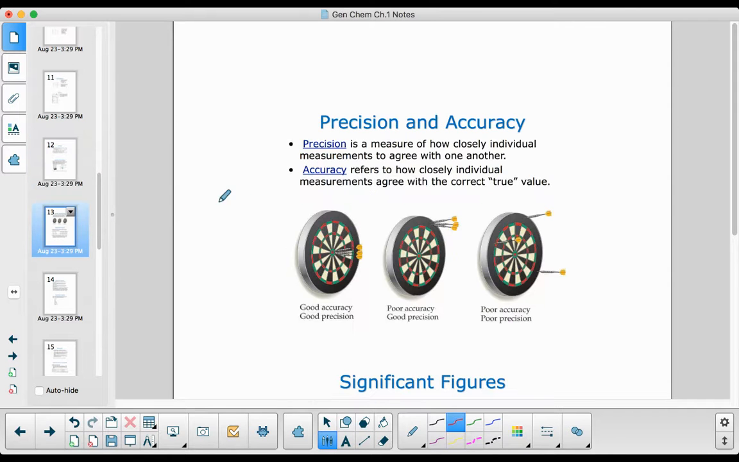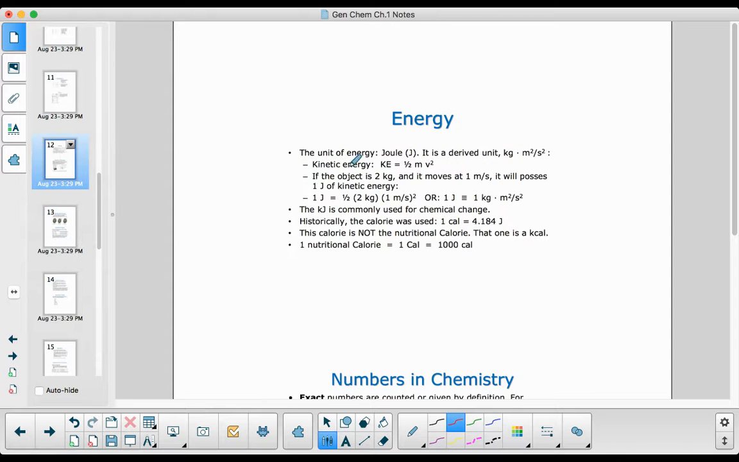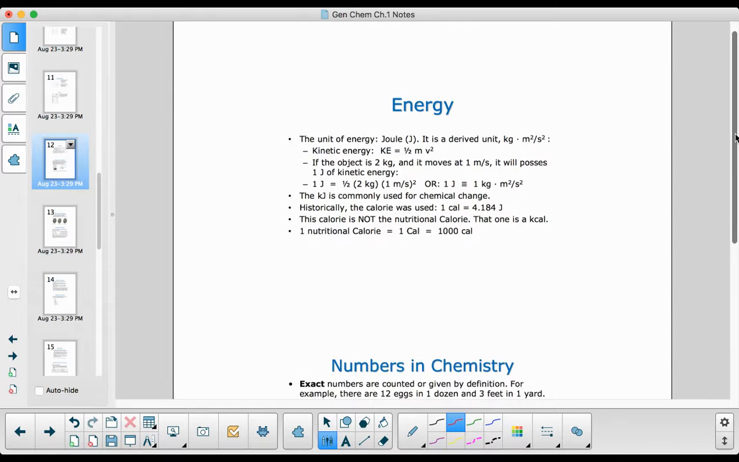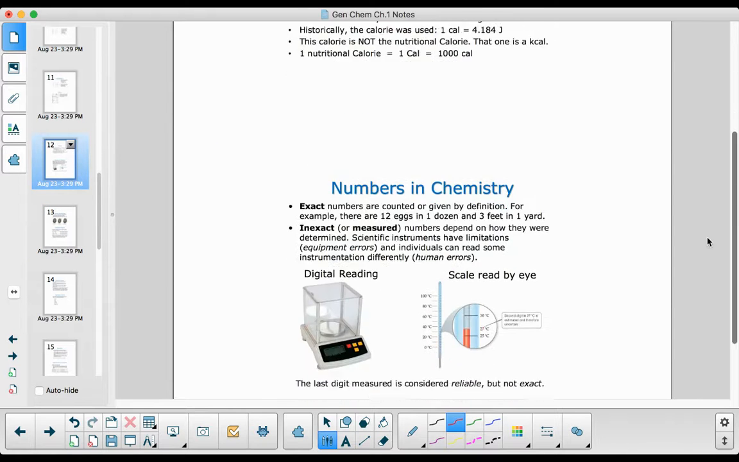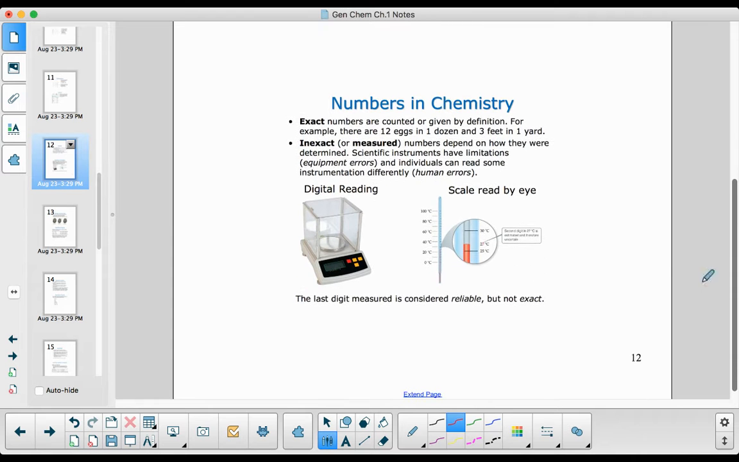And then we're going to talk a little bit about numbers in chemistry. Sorry, I'm not doing a very good driving job here with this PowerPoint. So I'm going to stop there and I'll come back to this because I'm going to spend quite a bit of time on it with you.